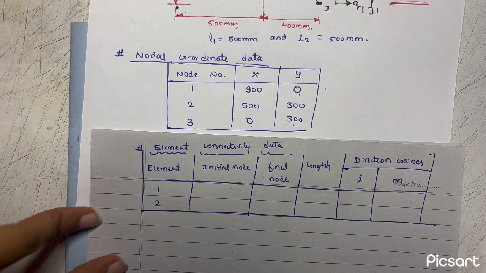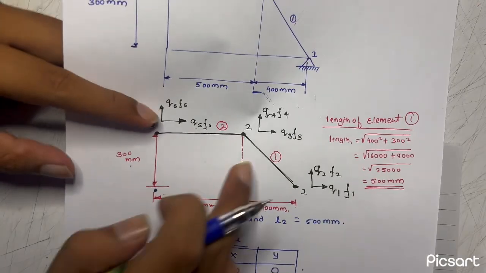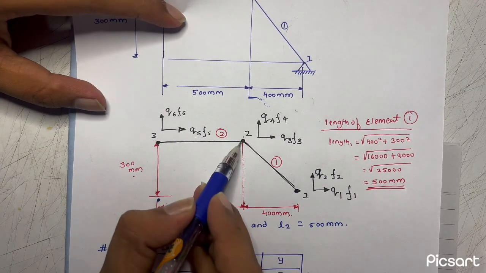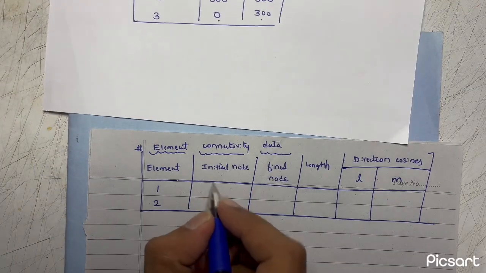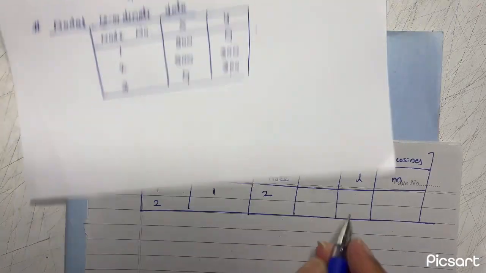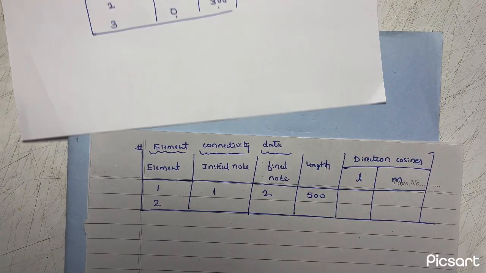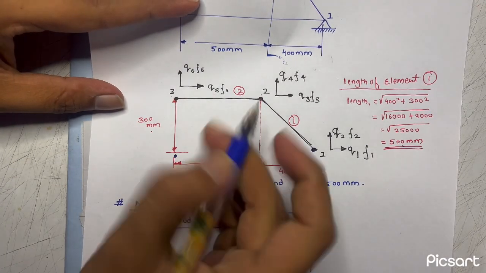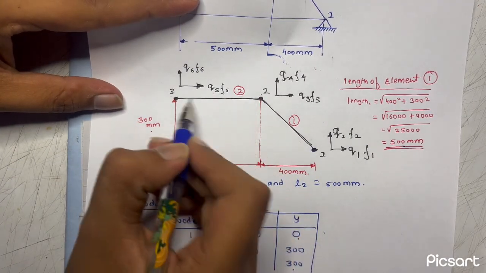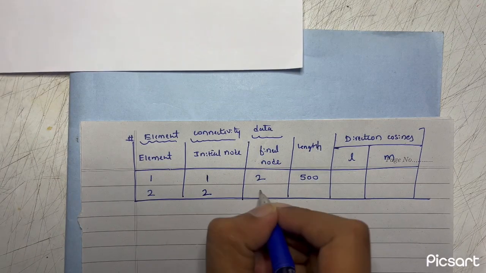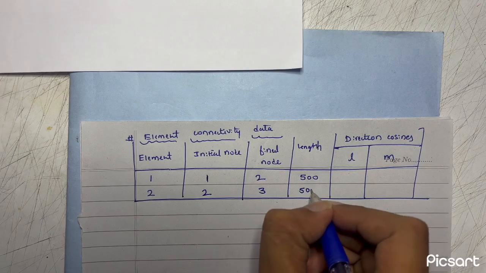Now if you consider this diagram, for element 1, initial node is 1, final node is 2. So I will write the same thing. Initial node is 1, final node is 2, and length of this element is, as we calculated, 500. Similarly for element 2, the length is 500, the initial node is 2, and the final node is 3.